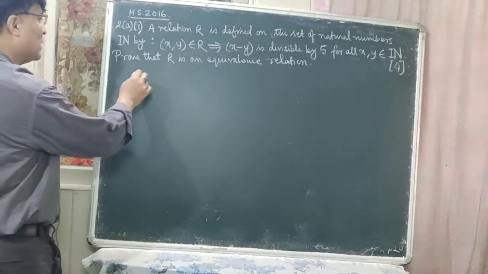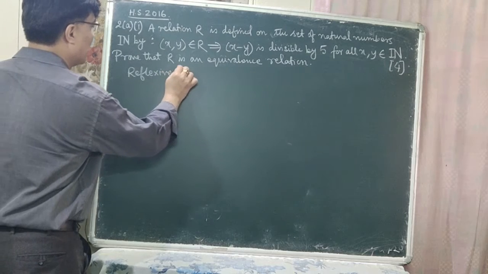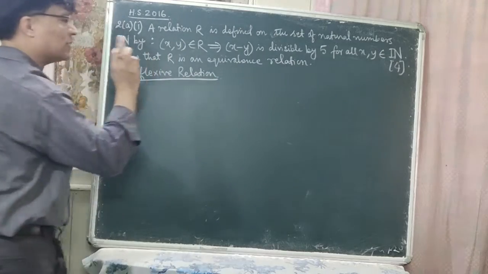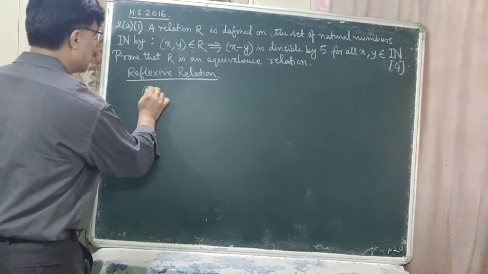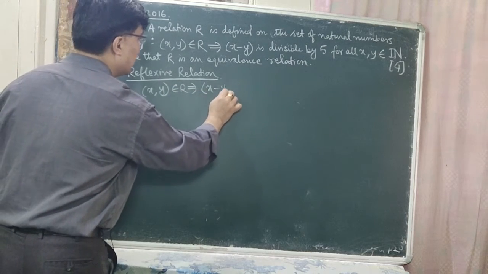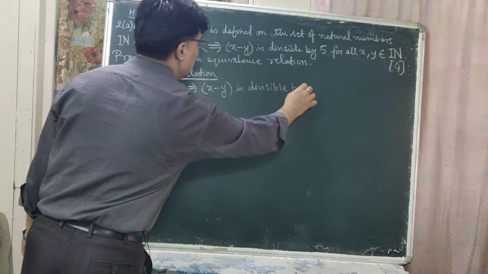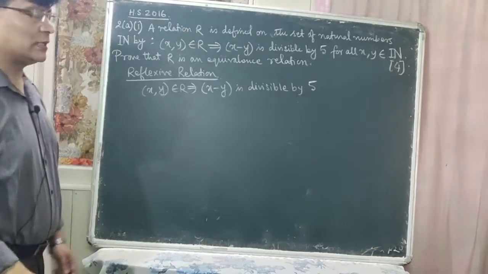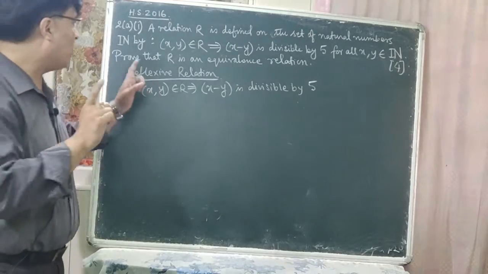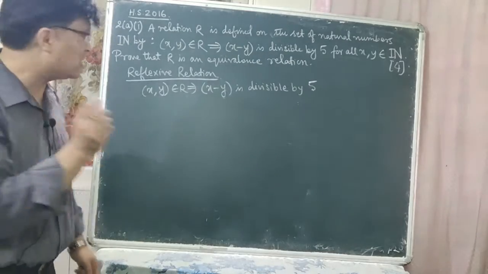Okay, now let us check for reflexive relation. Whether it is a reflexive relation or not, let us check it. So it is given that x comma y belongs to the relation R, which implies that x minus y is divisible by 5. Okay, now since this x belongs to the natural numbers, let us take x and x. For a reflexive relation, x should be related to itself. If we take x, we take x itself.